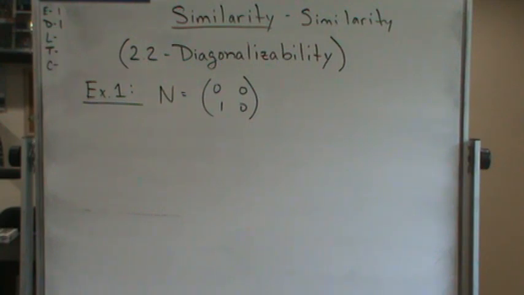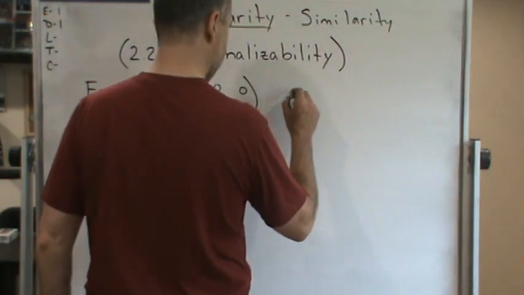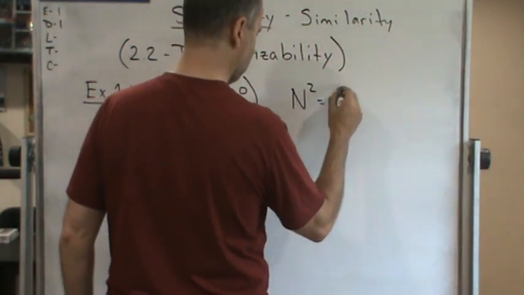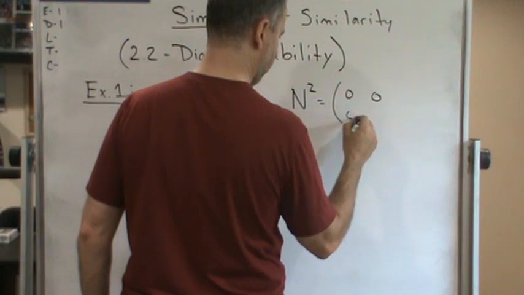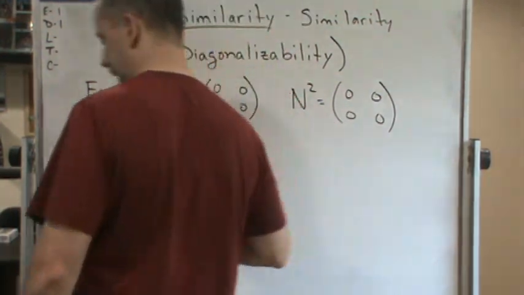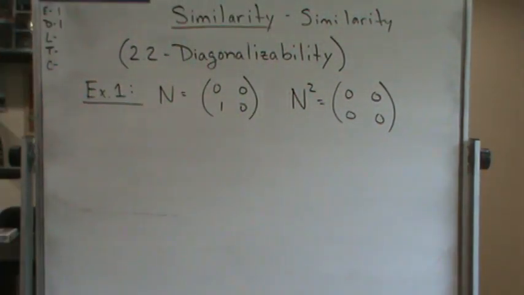Now, the crucial point here is to notice that if we take powers of N, we get the zero matrix. In fact, N squared will give you the zero matrix. So why is that important? Well, think about it this way.